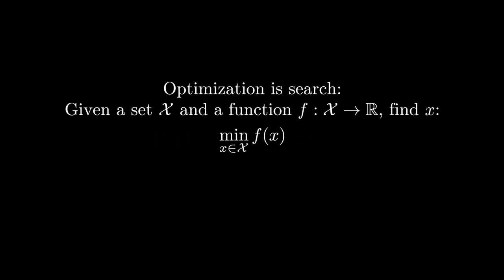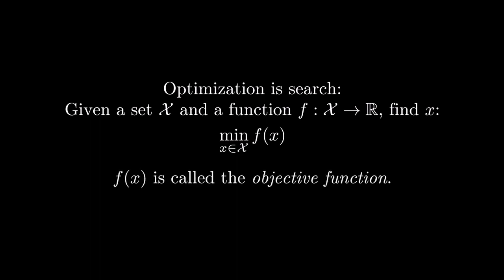Fundamentally, when we're performing optimization, what we're doing is performing a search. We define some set that we care about, here I'm denoting that as calligraphic X, and then we define a function f that maps members of this set onto the real line. We call this map the objective function, and we're looking for the member of the set that minimizes it. The idea is that if we can provide some kind of measure of goodness, or in this case badness, then optimization procedures can perform the search for us automatically.